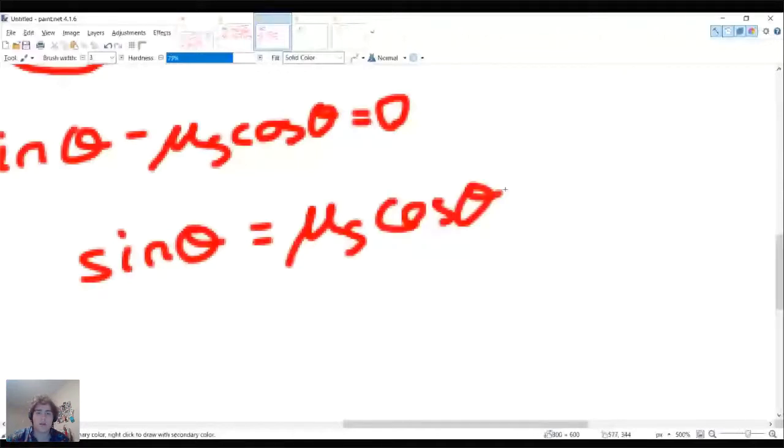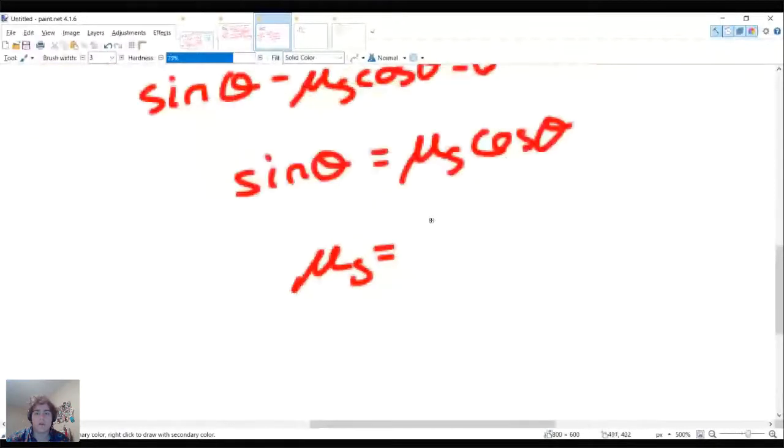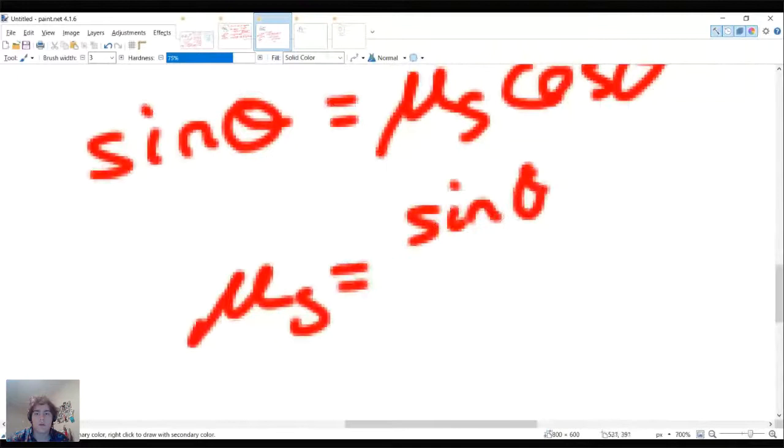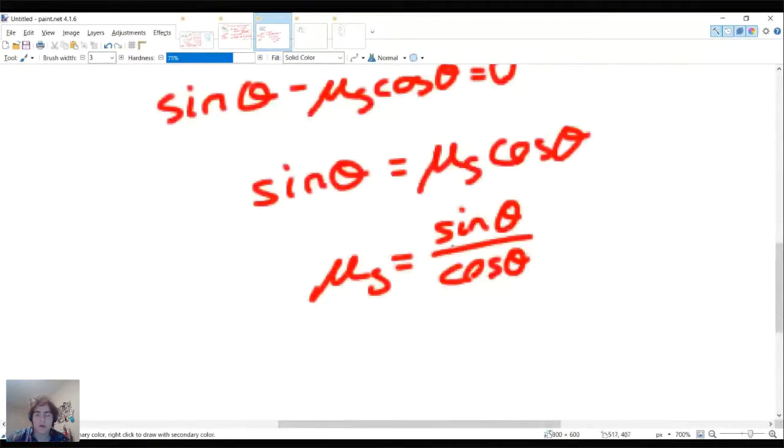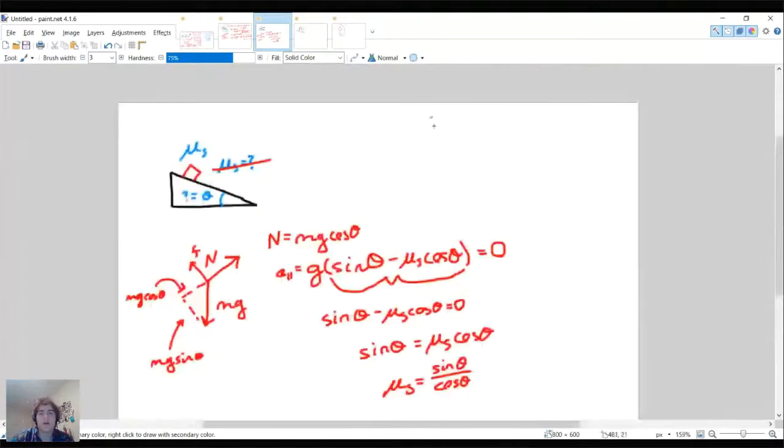And we're going to divide cosine theta on both sides and get mu s equals sine theta over cosine theta. So how do we isolate theta from that, right? Like there's two functions. You can't really just take the inverse on both sides. So we're going to do some cool geometry that you may not have seen before.